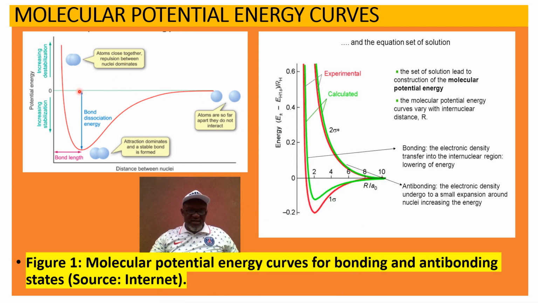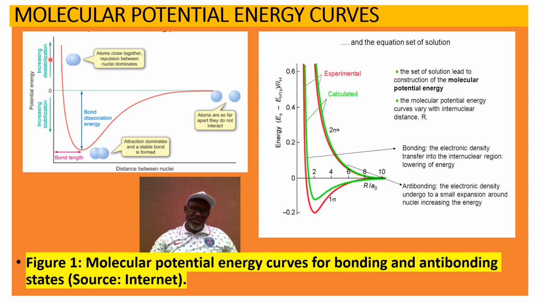Look at the lowest energy, which gives us the bond dissociation energy. And this gives us the bond length. So you can see when the molecules come together, the potential energy drops. And then when the attraction dominates, you have a stable bond here. Here is when the molecules are too close together, that there is a repulsion and the energy increases. Once we get this minimum energy, it starts increasing, and here atoms are so far apart that they do not interact. And the lowest point in this curve gives us the bond dissociation energy.